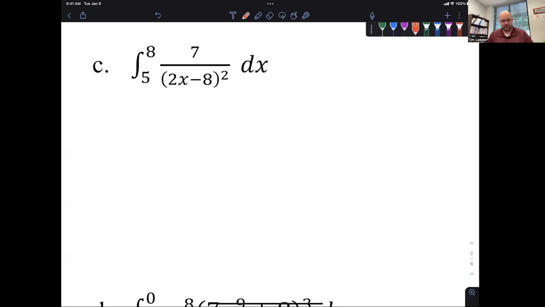Hello. In this video, I want to go ahead and look at question 2C on the review for exam 4. We have the integral from 5 to 8 of 7 divided by (2x minus 8) squared dx. Now, looking through here, this is going to also be a u substitution question because we have something in the denominator squared. So to do this, I'm going to let u equal, in this case, 2x minus 8.